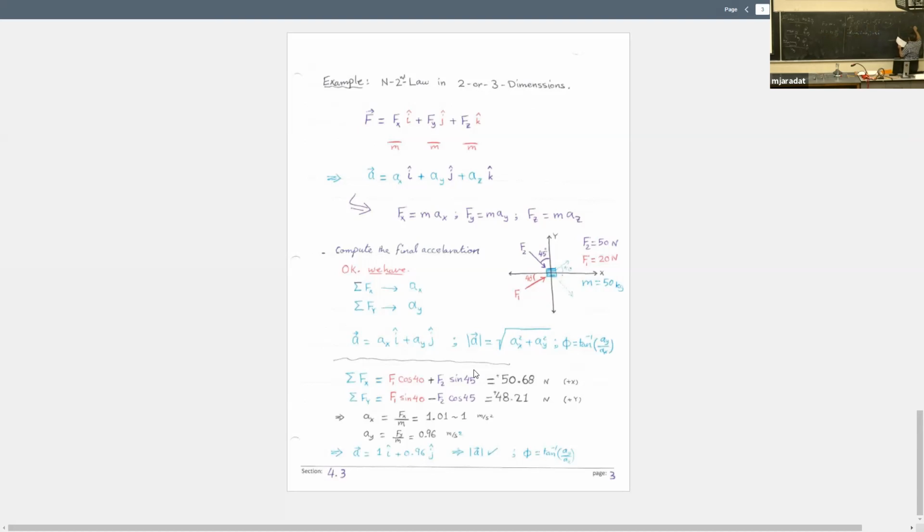If we have in our example a mass m equal to 50 kilograms, we have two forces. We have F1, and we have also F2.